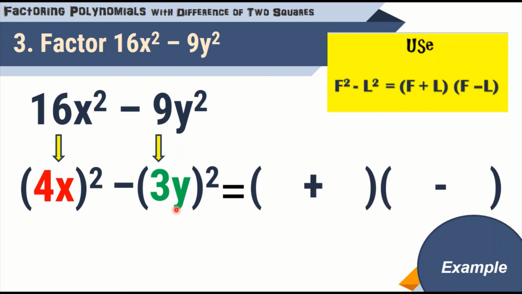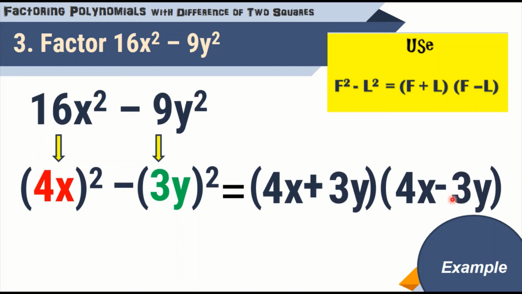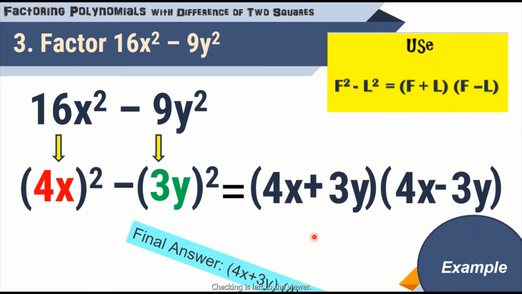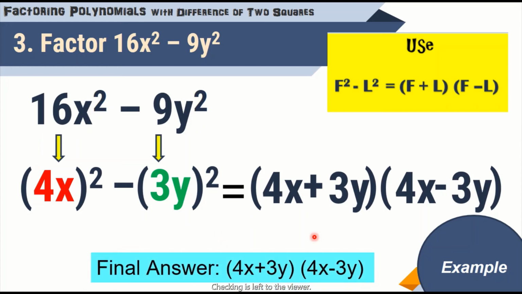Open and close parentheses with plus and minus. Copy the first term, 4x, and copy the last term as 3y. Observe again if each factor ay kaya pa bang i-factor uli. In this case again, hindi na kailangan i-factor. So therefore, the factors are 4x plus 3y and 4x minus 3y. Or quantity 4x plus 3y times the quantity of 4x minus 3y.